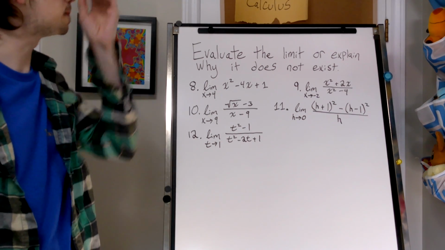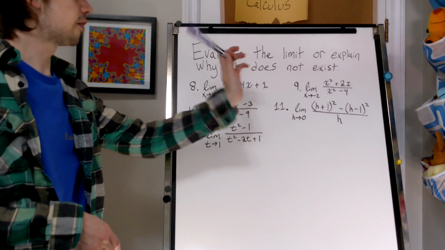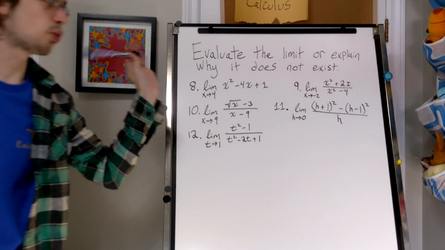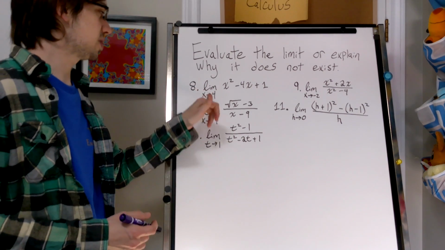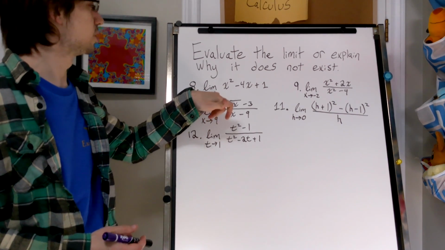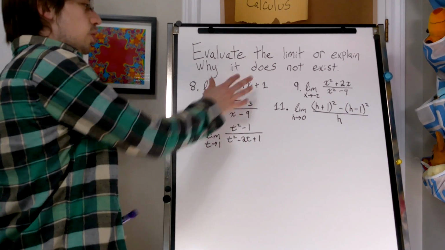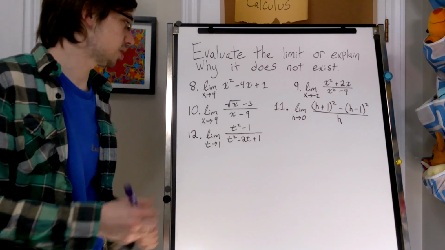Okay, limit examples. Evaluate the limit or explain why it does not exist. 8. The limit as x approaches 4 of the function x squared minus 4x plus 1.